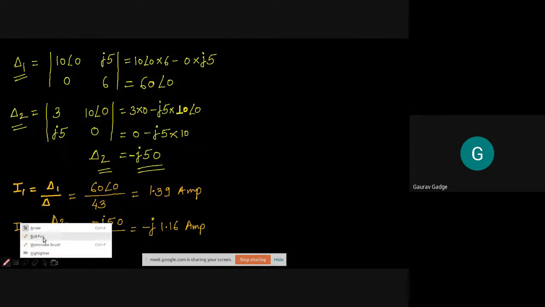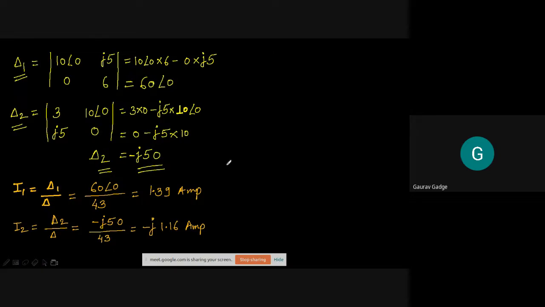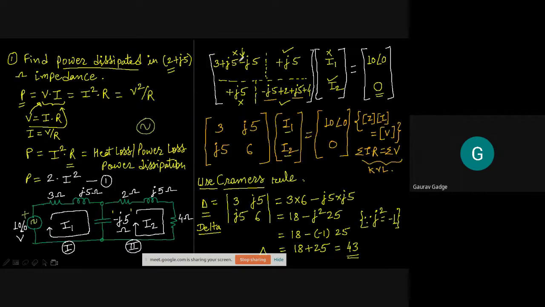And I need ball pen. Color preferred is say green. Green color में लिखते हैं. So now what we need to find out is the power consumed. So power consumed का equation हम लोगों ने क्या लिखा है?